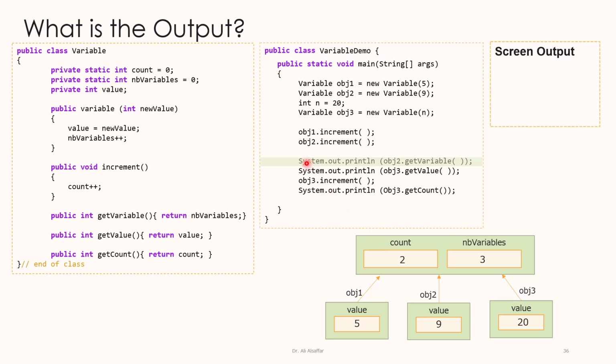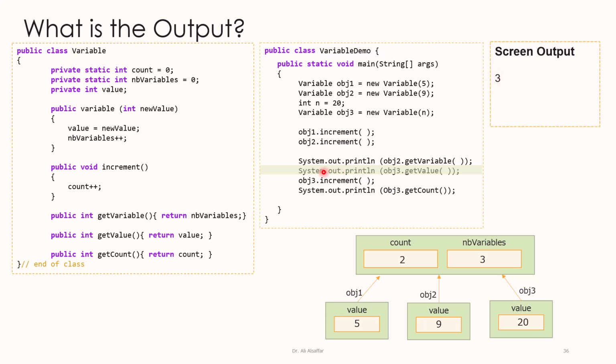The next statement is a print statement, but we have a call to get variable for object 2. So we are again talking about object 2. So this is the definition for the method get variable. It returns the value of NB variables. And since NB variables' current value is 3, this method will return 3 to the print statement, and the print statement will print it on the screen.